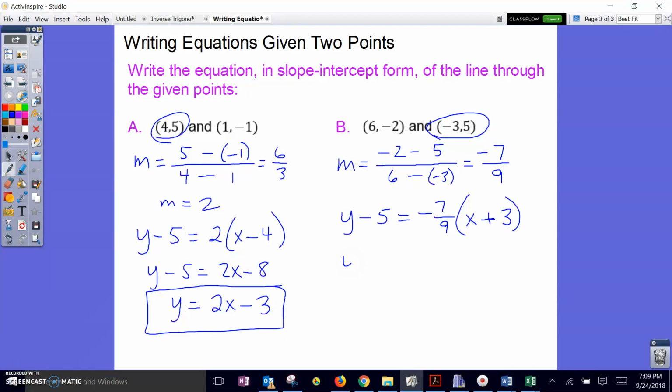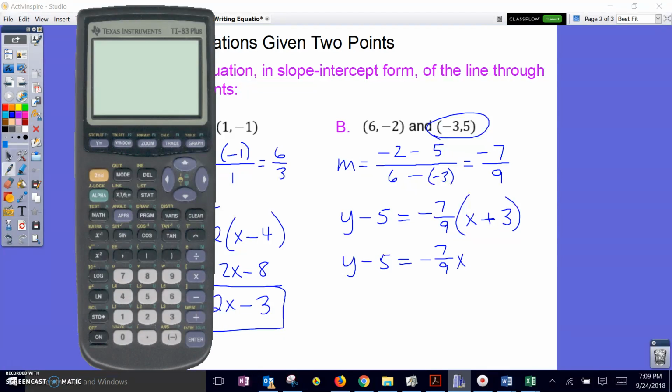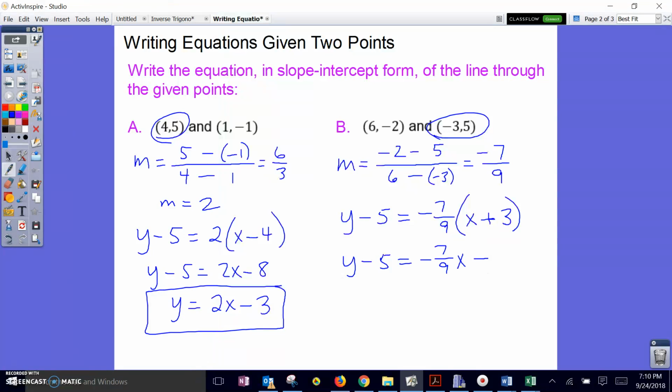And now we need to distribute. So I'm going to distribute the negative 7/9 through the parentheses. If you have trouble with taking negative 7/9 times 3 and you're not sure what that's going to be as a fraction, you're always welcome to go ahead and just take negative 7/9 times 3, and then we'll change it over to a fraction. It gives me negative 7/3.